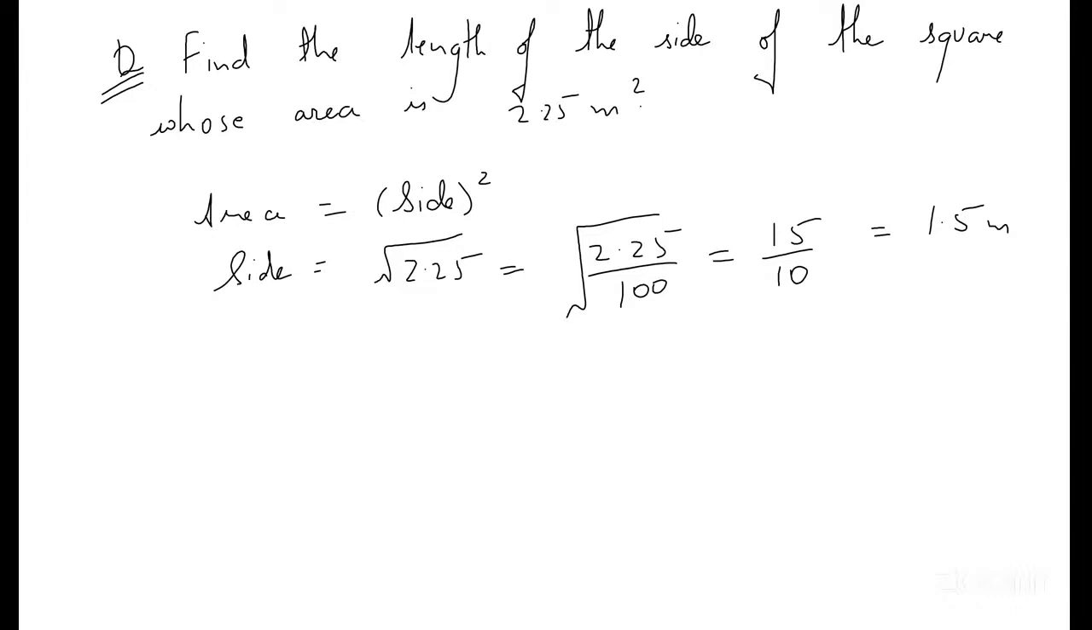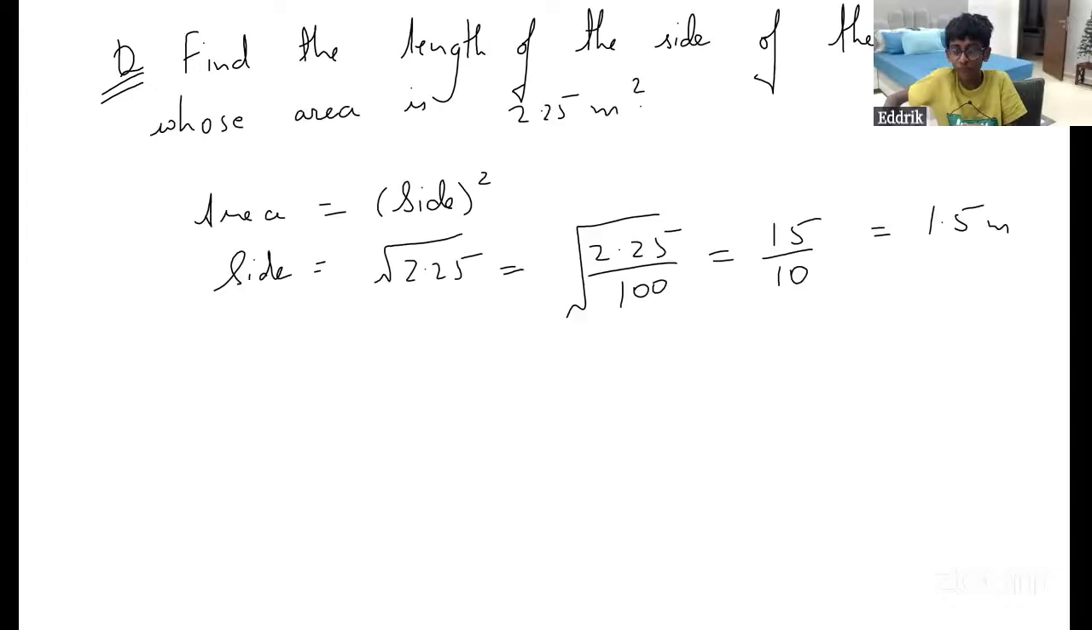You can try finding the root by prime factorization. Find out the root of 225 by prime factorization, we'll get 15. And the root of 100 we know is 10. Hope it's clear now. Yes, ma'am, done.